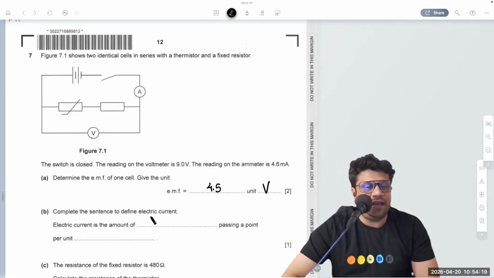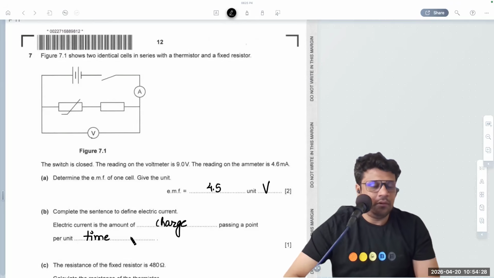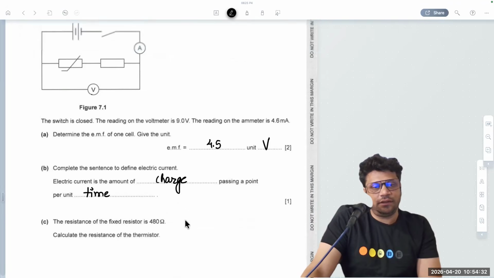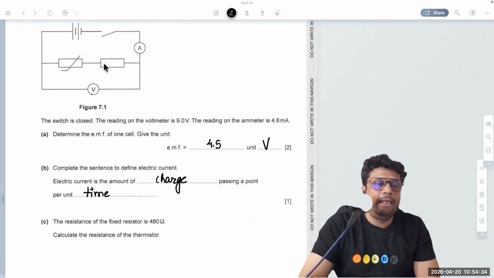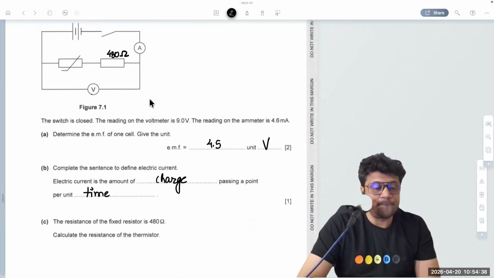Complete the sentence to define electric current. Electric current is the amount of charge passing a point per unit time. Okay, the resistance of the fixed resistor is 480. Okay, so this thing is 480 ohms. Calculate the resistance of the thermistor.